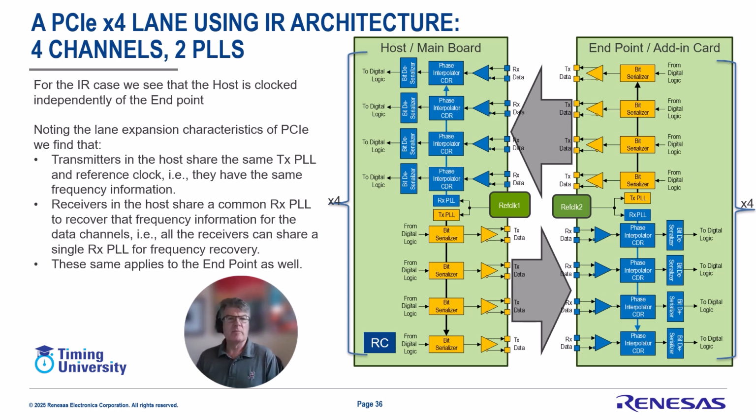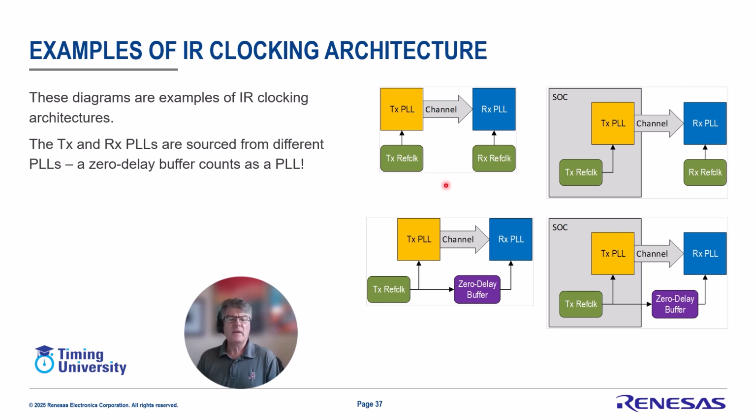Now let's look at some examples of IR clocking. So similar to the common clock, in this case what we have is these drawings set up for independent reference clock where the transmitter PLL and the receiver PLL have different clocks. So we have a TX reference clock over here and an RX reference clock over here. And then in this SoC, the TX reference clock is embedded and we have a separate RX clock outside.